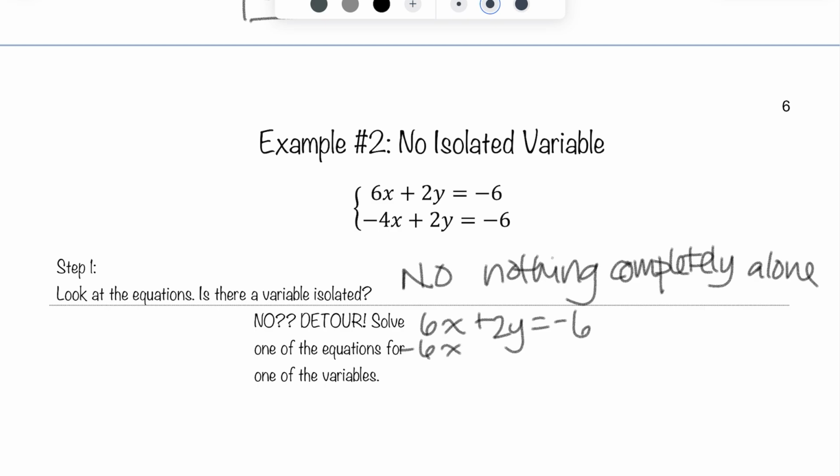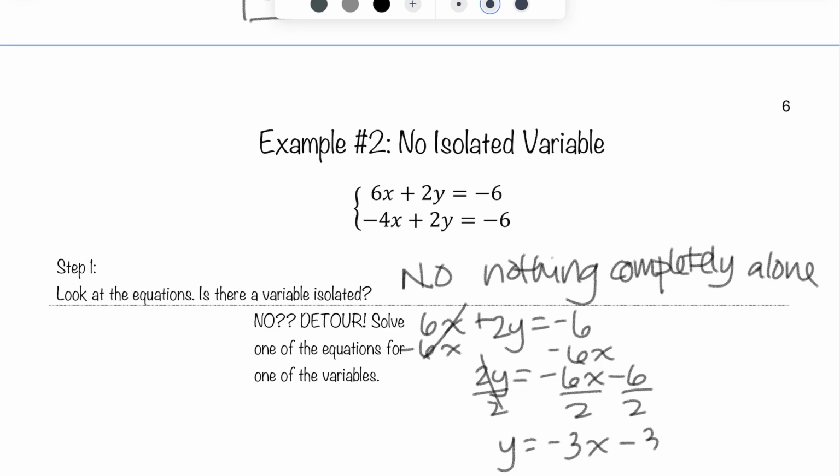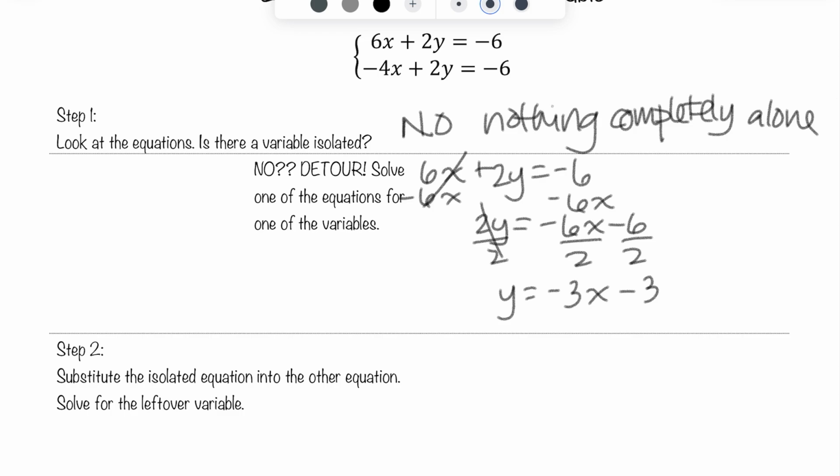I'm going to subtract 6x from both sides. I get 2y equals negative 6x minus 6. Divide everything by 2, and I get y equals negative 6 divided by 2, which is negative 3x, and negative 6 divided by 2 is negative 3. So now I have an equation that's isolated. I need to go back up into the other equation. For this step, I cannot use this equation. I have to use this next one.